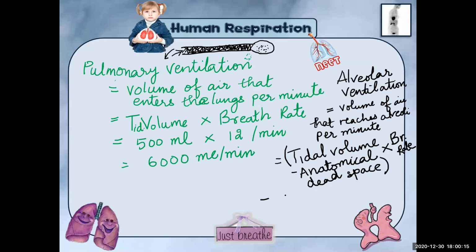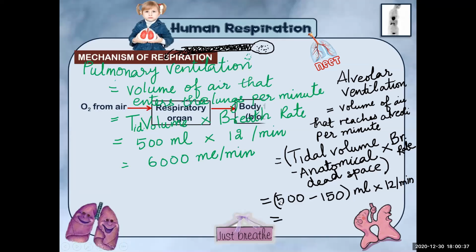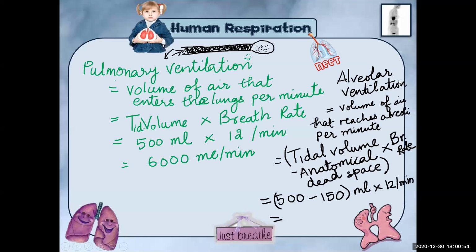So what is alveolar ventilation going to be? 500 ml minus anatomical dead space, which was 150 ml. Correct? And then if I take this, multiply by 12 per minute. Come on, calculate and tell me what was the alveolar ventilation. Give me the value of alveolar ventilation now.